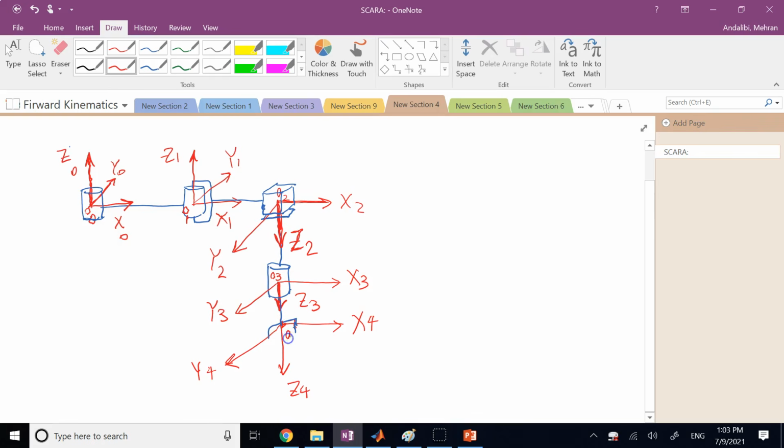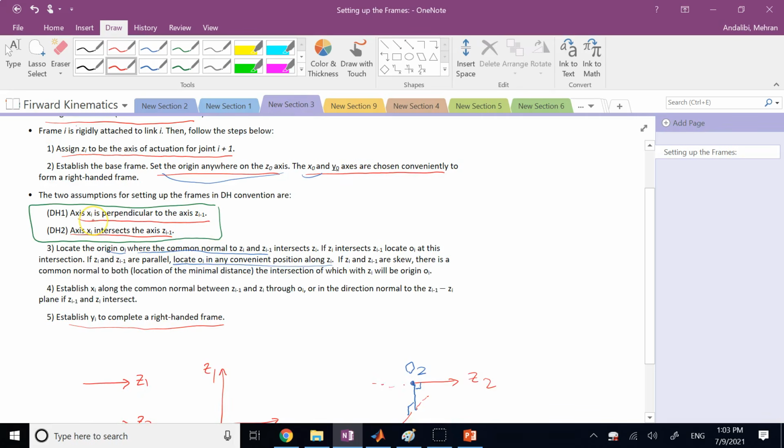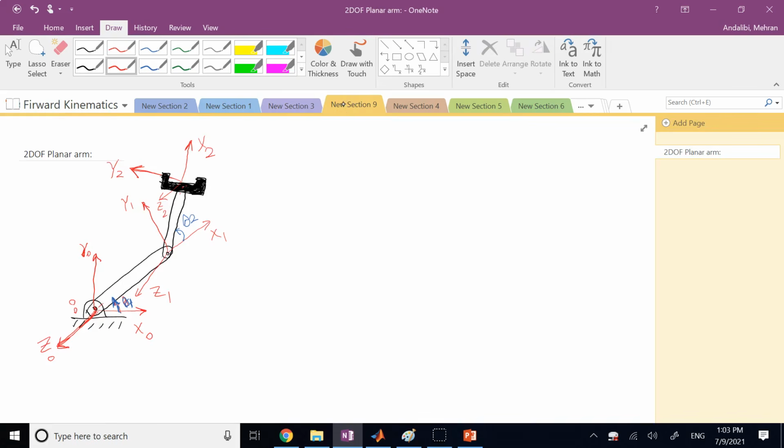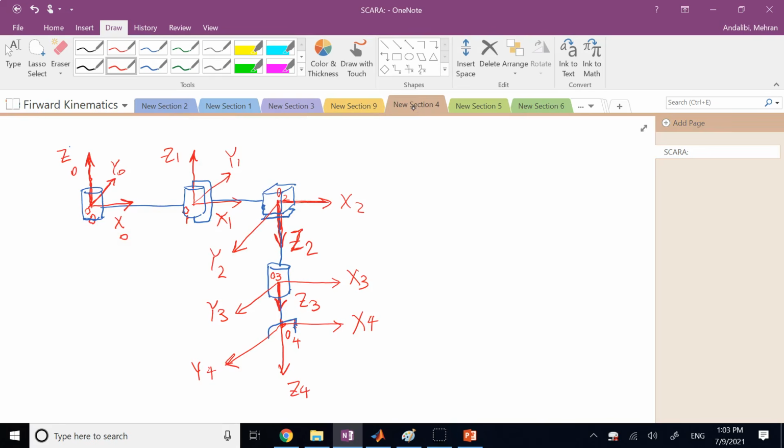For the end effector, since we don't consider its actuation to be one of the actuations of the robot, we are not really forced to choose Z to be the actuation of the end effector. For the last frame, I would rather stick to the two assumptions of the DH. Good. So this is your 2D planar. This is your SCARA.